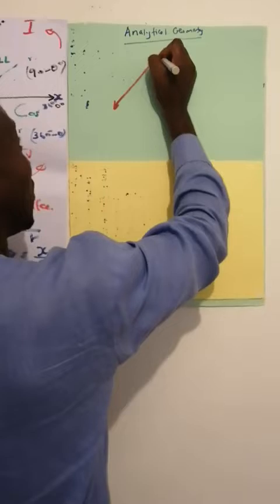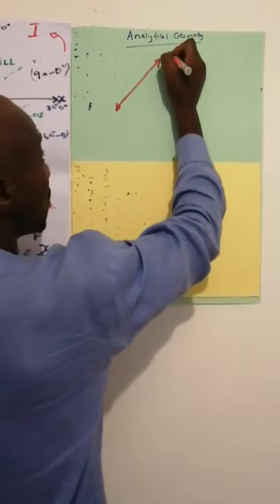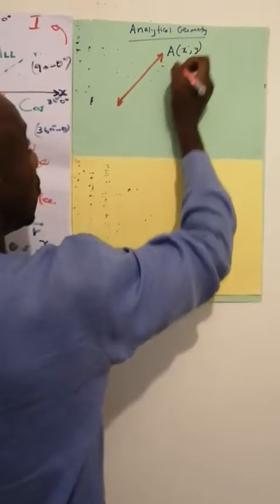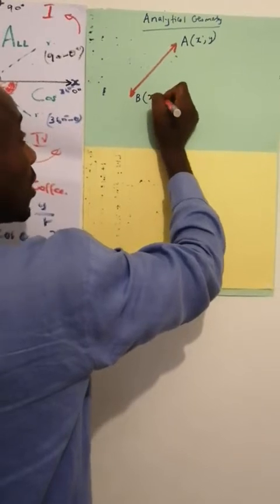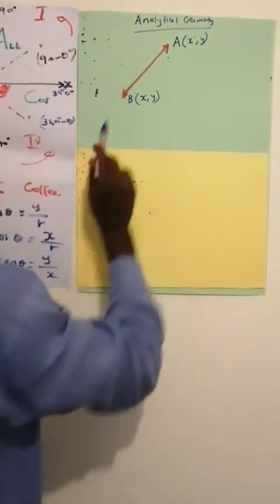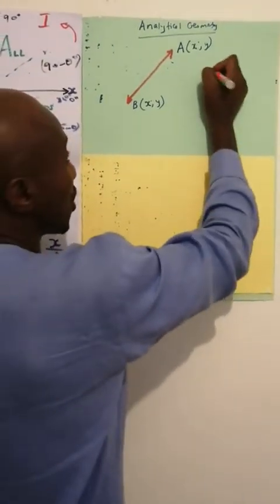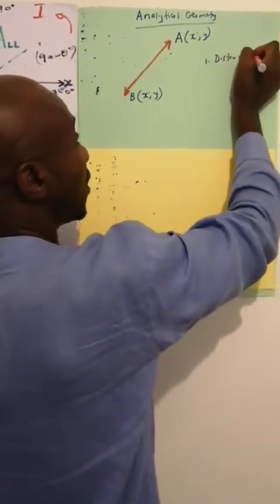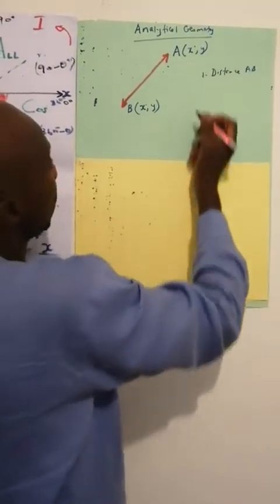a line here, a line. This line, we've got a point A, with coordinates X and Y, and I've got B, with coordinates X and Y. Those are the coordinates of A, and this one is for B. And then we are supposed to calculate, first of all, the distance A, B, the distance from A to B. We've got a formula for that one.